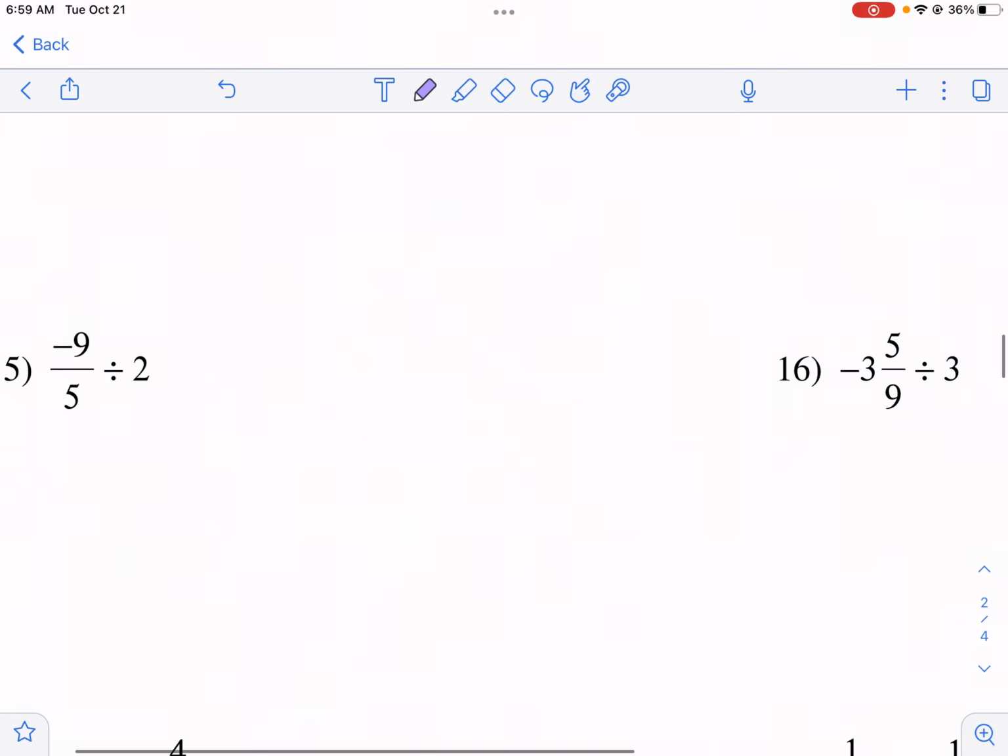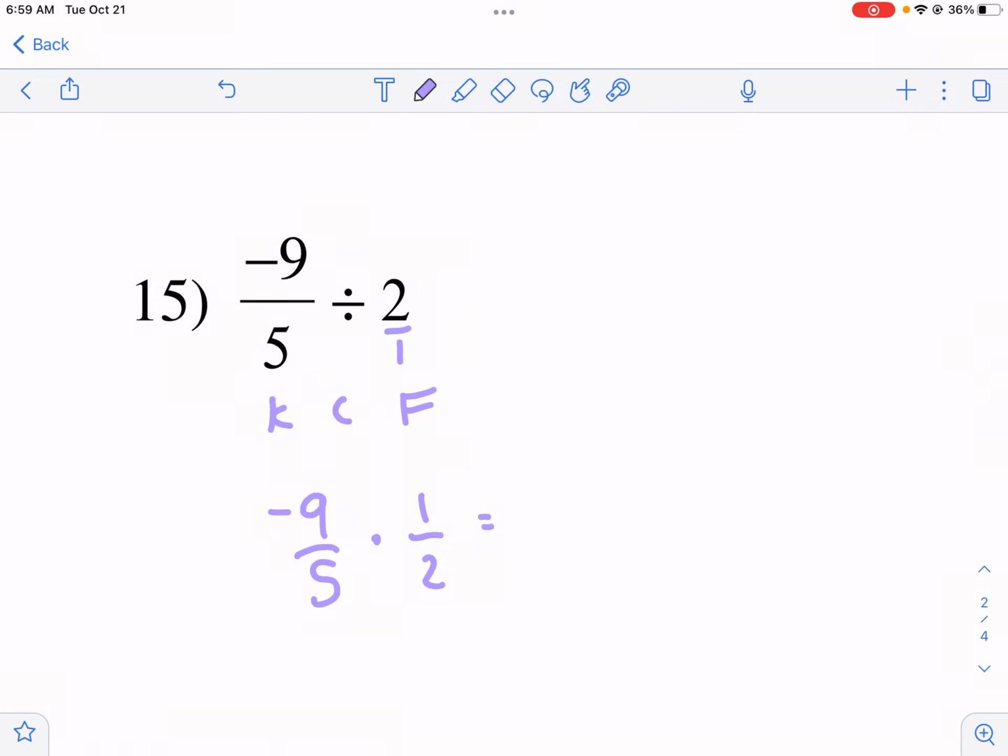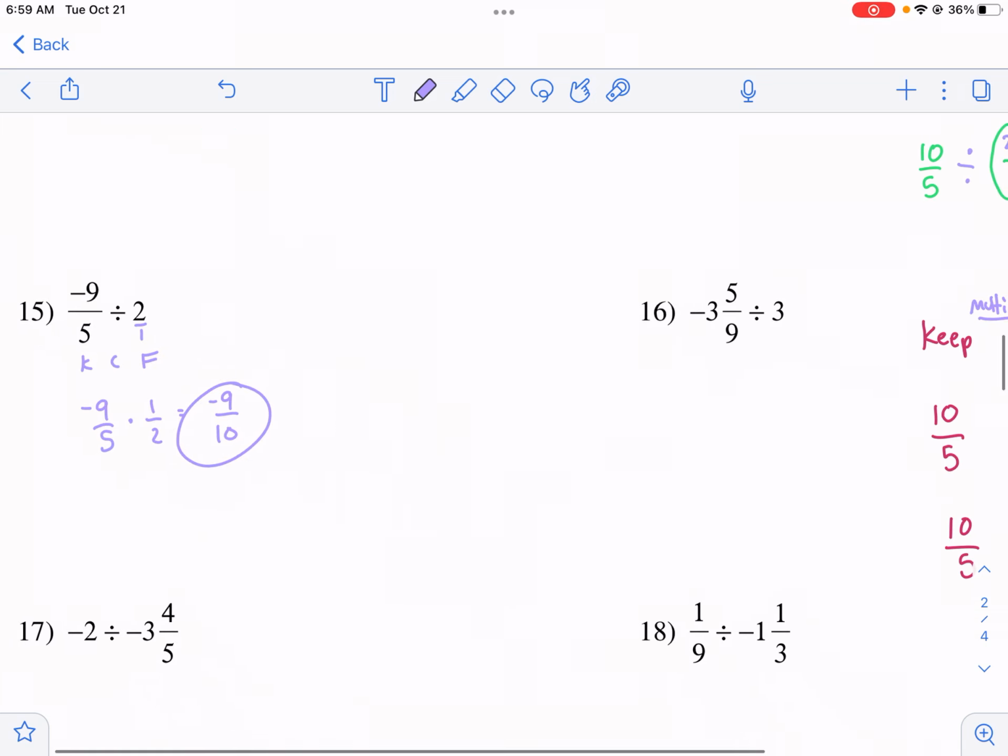Let's do one where we have, there we go, there's a whole number. We should be familiar with this. We're going to keep, change, flip. So we keep this the same. We're going to change it to multiplication, and this is really 2 over 1. Always change it to a fraction. So when I multiply and flip, it's going to be 1 over 2. So I have negative 9 over 10 as my answer for number 15.